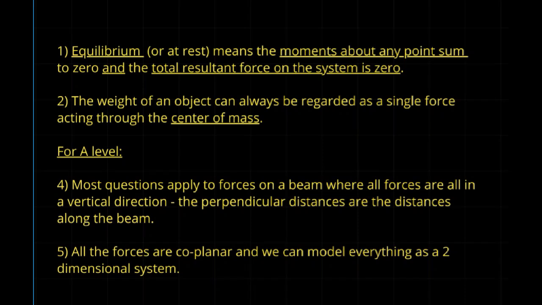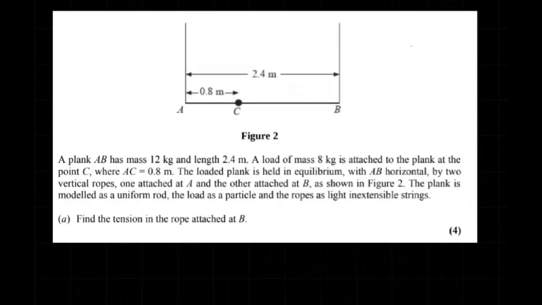For A-level questions, we generally are working with forces on a beam. The forces are all in a vertical direction, and so the perpendicular distances are just the distances along the beam. Here's the first question then. We've got a plank, AB. It's 2.4 meters long, and there's a weight of 8 kilograms attached to the plank at C. The distance to it is 0.8 meters, and we're also told that the weight of the plank is 12 kilograms. And there are two inextensible strings at A and B which are holding the plank up.